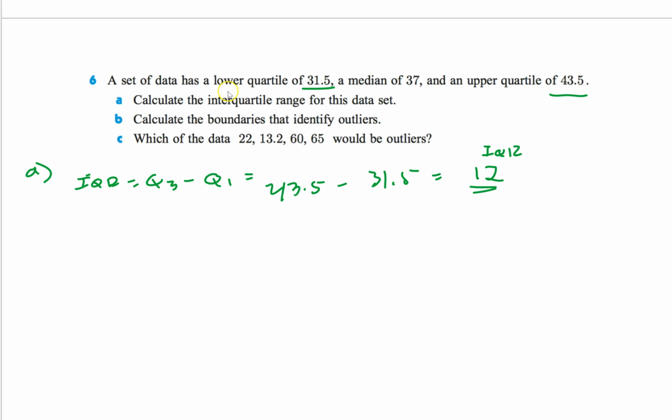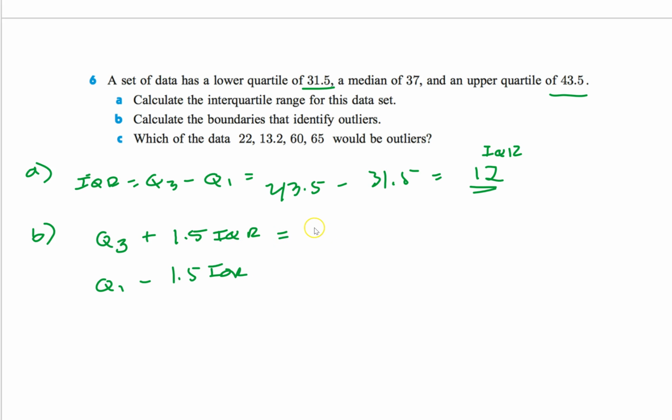For B, they want me to calculate the boundaries. So remember, I'm just using those formulas. It's very simple. If you want the upper boundary, you just do Q3 plus, because it's the top half, 1.5 times IQR. If you want the lower boundary, it's the lower half, and then you've got to subtract off 1.5 times IQR.